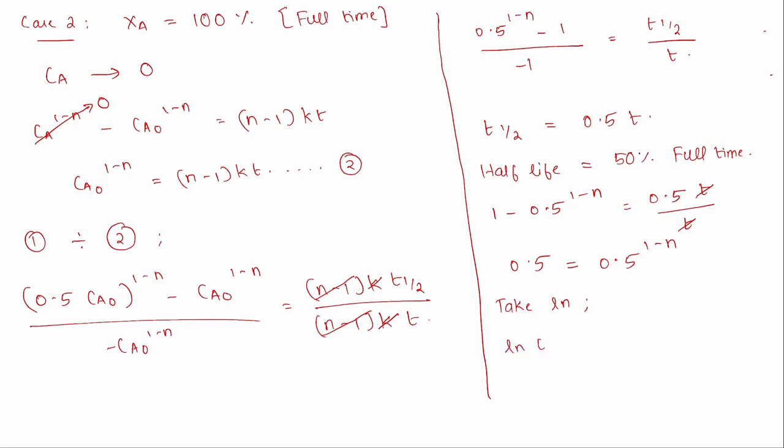It will be ln 0.5 is equal to 1 minus n ln 0.5. So this ln 0.5 and ln 0.5 on both the sides will get cancelled, and this will be basically 1 is equal to 1 minus n. And all we have to do is solve this equation for n.